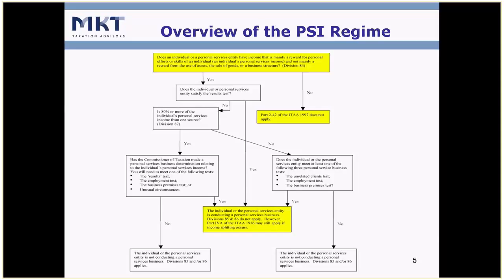So if we're conducting a PSB, the statutory rules don't apply. Division 85 and 86 do not apply. However, Part 4A of the Income Tax Act 36 may still apply if income splitting occurs. Now that's good and bad, because some people would read that to say, well, Part 4A may not apply, because it says may still apply. And it also says if income splitting occurs. But if I retain the income at 27.5 cents, that's not income splitting. I'll just keep it there until I need it, and then I'll pull it out later.